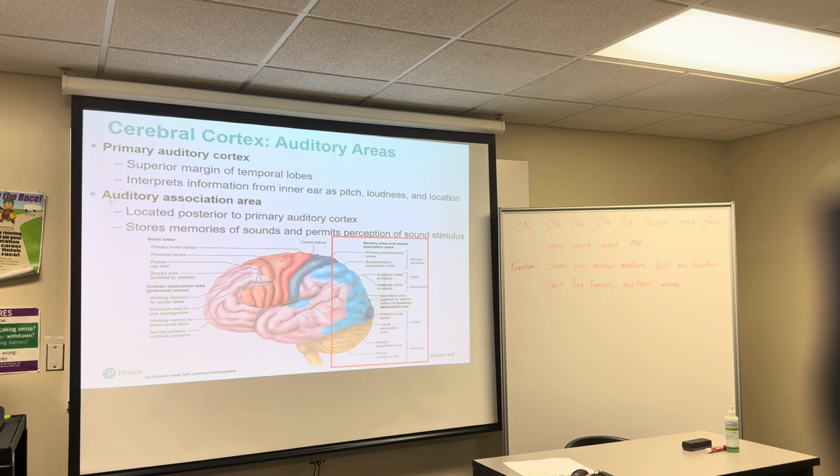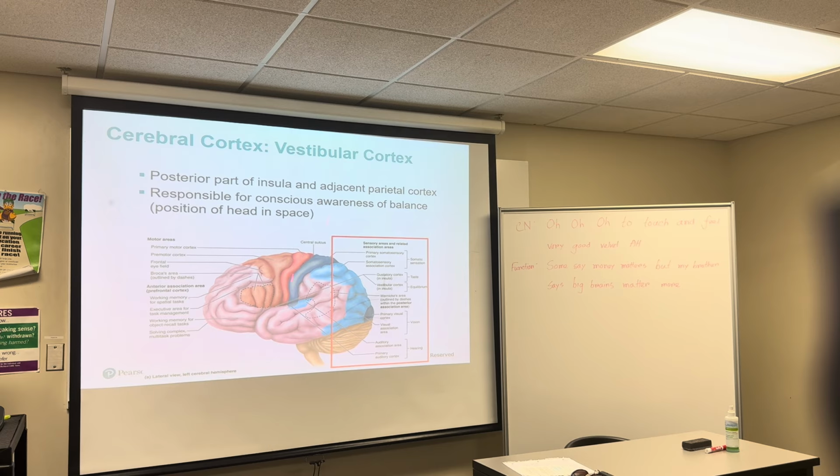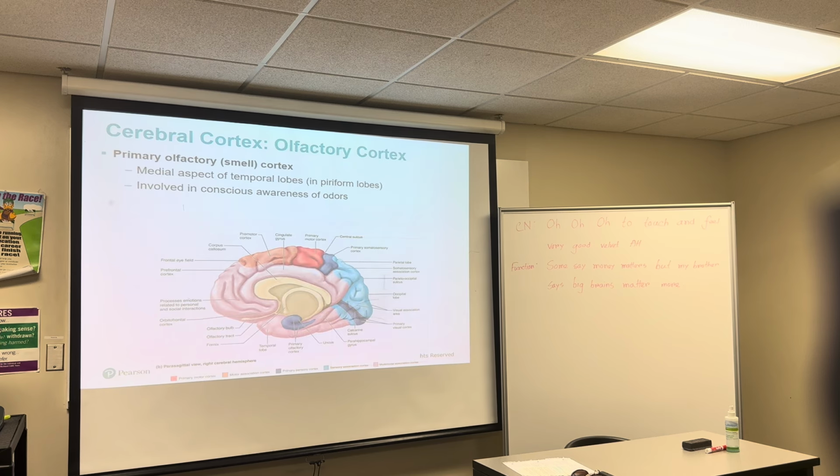And what about the primary auditory cortex? Right here, you have the primary auditory cortex, at the superior margin of the temporal lobe, interpreting information from the inner ear as speech, loudness and location. And what about the auditory association area? Located posterior to the primary auditory cortex, it stores memories of sounds and permits perception of the sound stimulus. Vestibular cortex, in the posterior part of the insula and adjacent parietal cortex, is responsible for conscious awareness of balance.